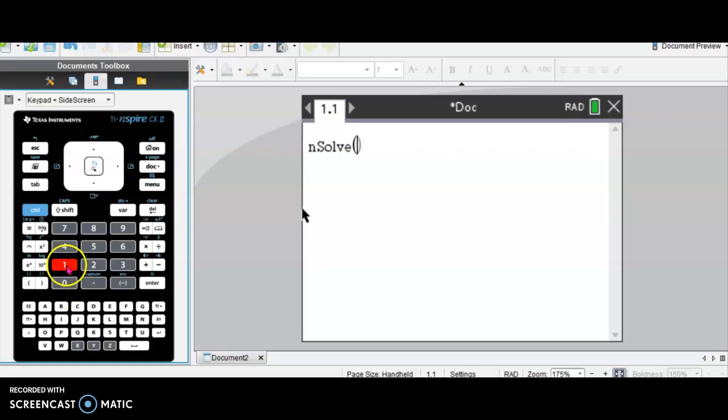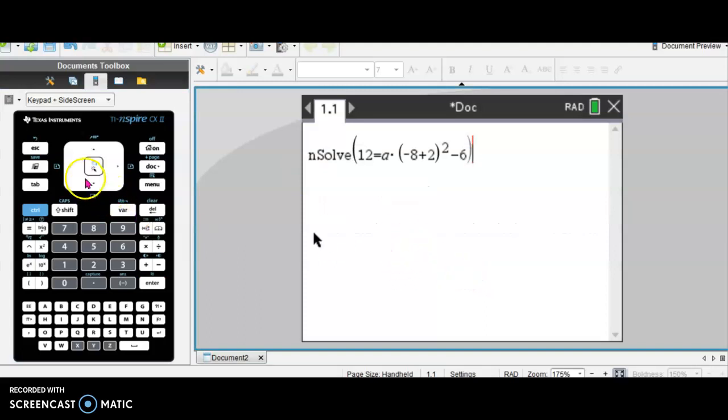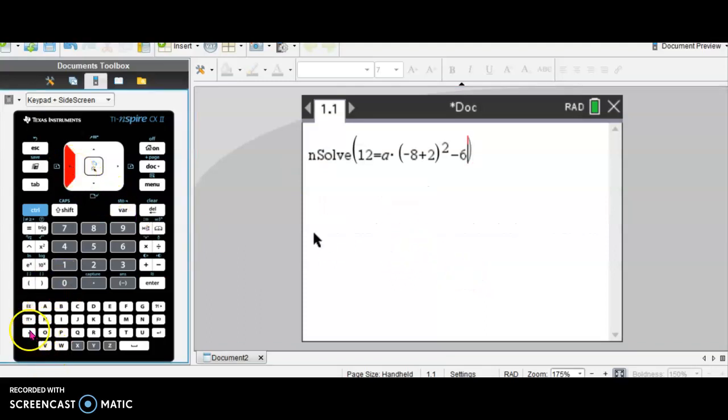Type in the equation exactly as you have it. 12 equals a, and don't forget I told you to put a times after the letter a. Parentheses, -8 plus 2, close parentheses, then put the squared on the outside, and then -6. One thing a lot of people forget to do, and they get an error, is they hit enter and it says, oh no, there's a problem. Because inside those parentheses, we need to put a comma, which is down here in the bottom left-hand corner, and then the letter a. You're telling the calculator, please solve for a. You're telling it what variable to solve for. And then you hit enter and it will solve for a.